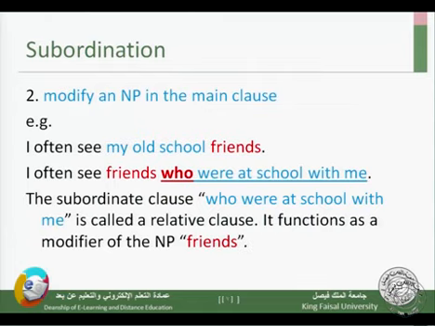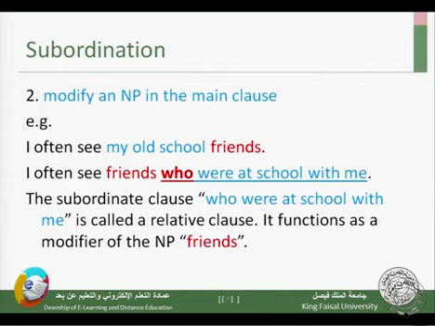We also can have subordinate clauses that modify an NP in the main clause. For example, I often see my old school friends. Friends is an NP, and it is the head of the noun phrase, my old school friends. My, old and school, these three are modifiers. They are pre-modifiers. They modify the head friends. We can take out these three modifiers and use a clause instead. Okay, so we can use a subordinate clause to modify the head friends.